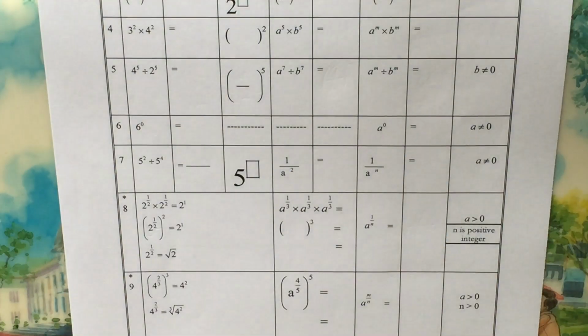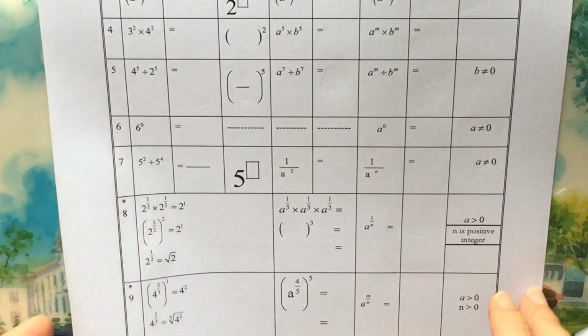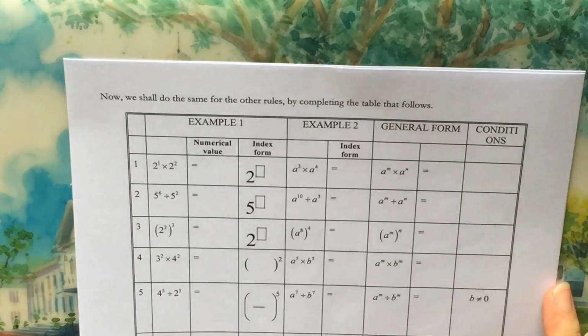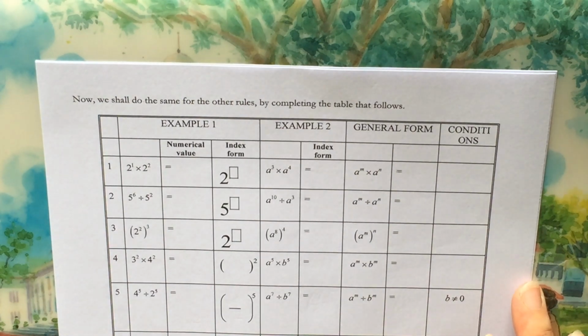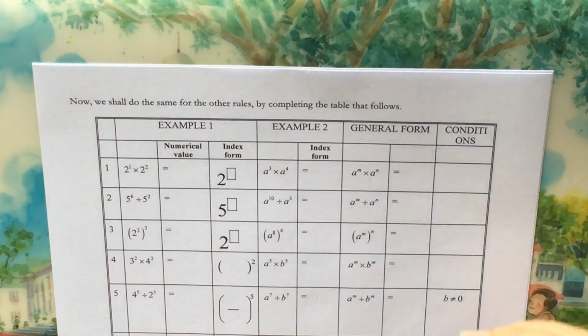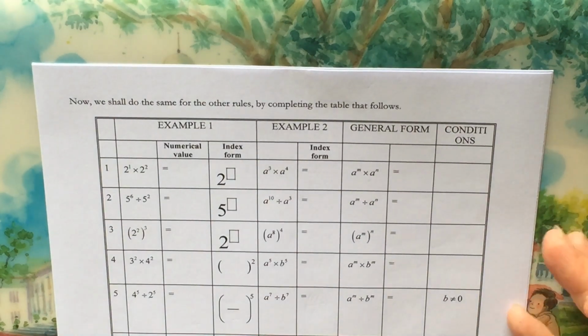Okay, second page. How do we fill in all these answers here? Okay, so we shall do the same. All these are either the product rule, the power rule, the quotient rule, etc.